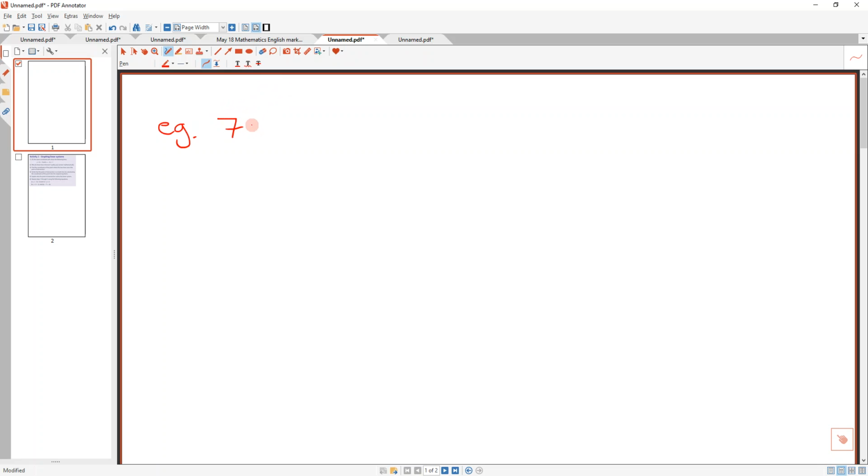First one. 7x cubed minus 12x plus 5 equals 4x cubed. What type of equation is this? Cubic. Okay, it looks like a cubic. This is a new one that we have to do? No, we're just going to work through this together. This is from yesterday.